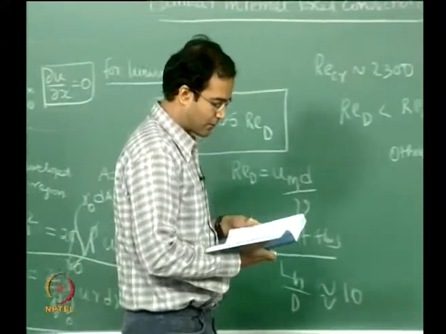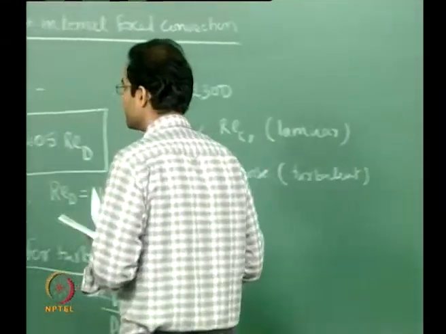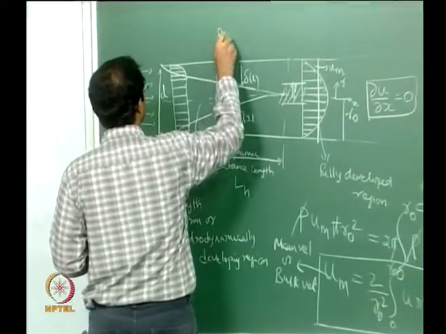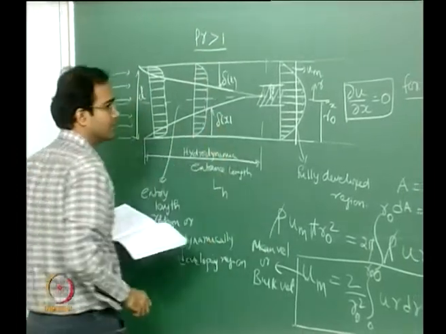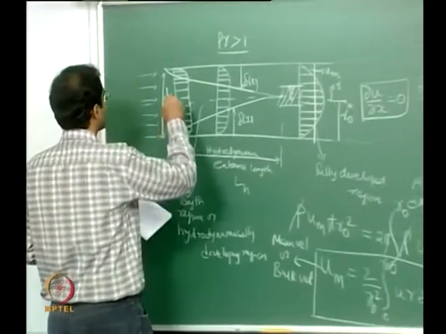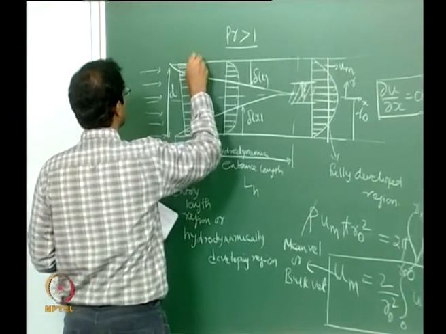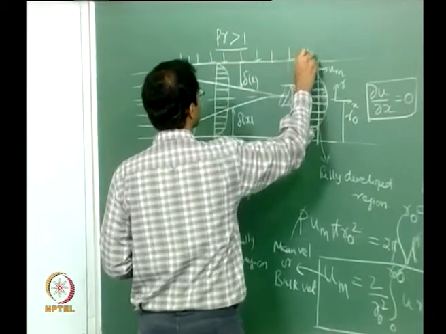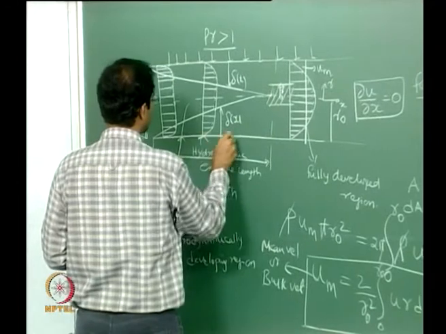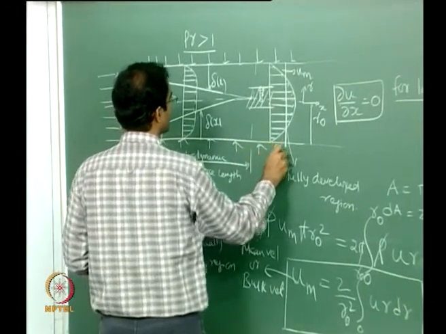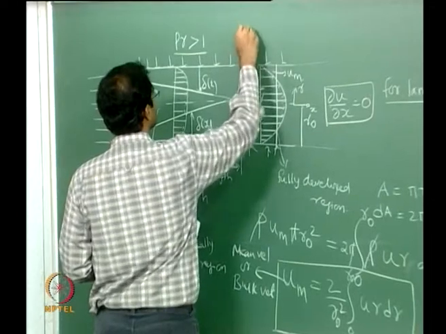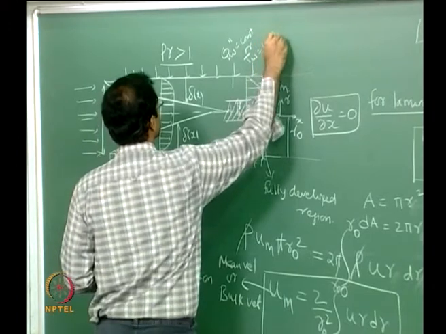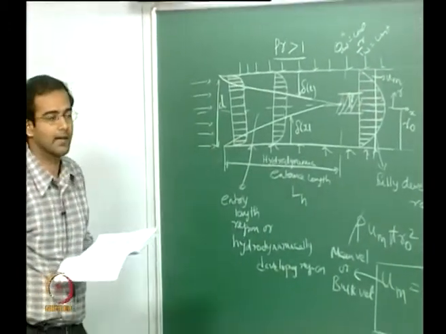Now, associated with the flow, we can also have heat transfer. In the case of heat transfer, suppose I take a case where I have a Prandtl number greater than 1. Suppose I apply either a uniform heat flux or a uniform temperature to the duct walls, so either I say q wall constant, or T wall constant, in either of these cases.